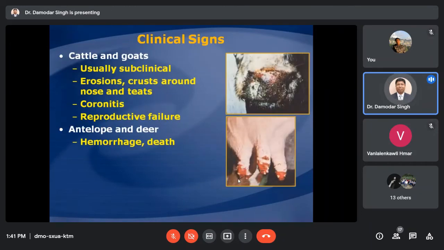Then in case of cattle and goats, as I have already mentioned, mostly they are asymptomatic, but sometimes they may show a mild form of erosive lesions with crusting around the nose and teeth, as I'm showing here. Sometimes there is a little coronitis and reproductive failure. So far as the antelope or the hare are concerned, they are very severely affected, as I have already mentioned, with 80 to 90% mortality, and there will be severe hemorrhagic lesions, and most of the animals die from this infection.